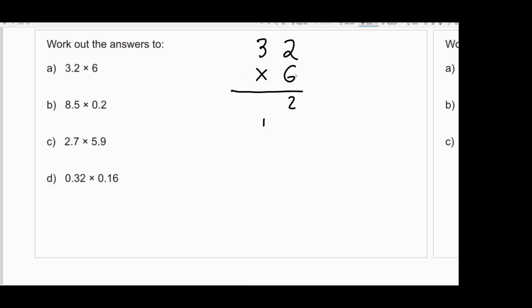So that's 12, 18, 19. That's 192. So I need to figure out where my decimal is going to go. The answer isn't going to be 192. I just know that there's one number after the decimal in the question. So what is my answer going to be? What do you think the answer will be, or where do you think the decimal will have to go?